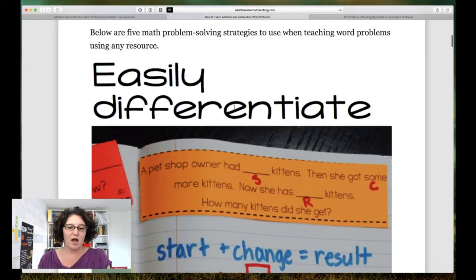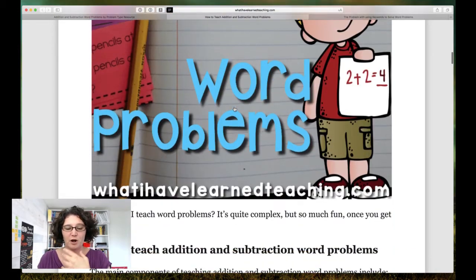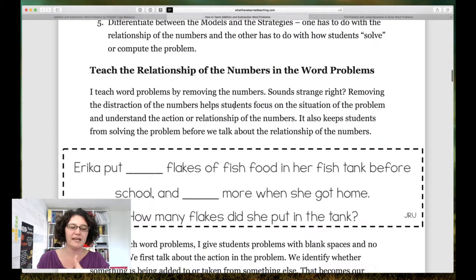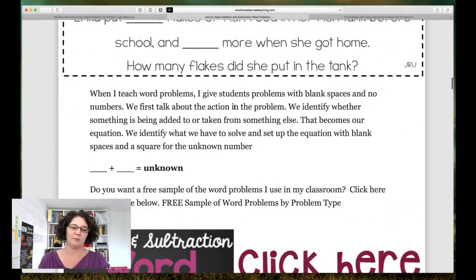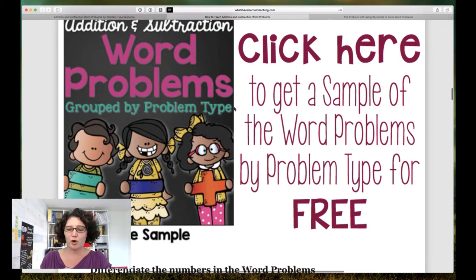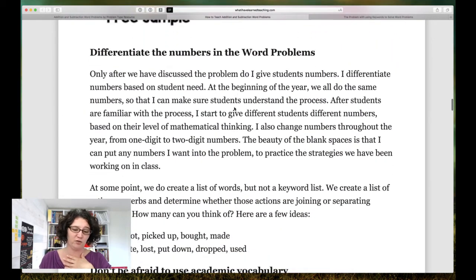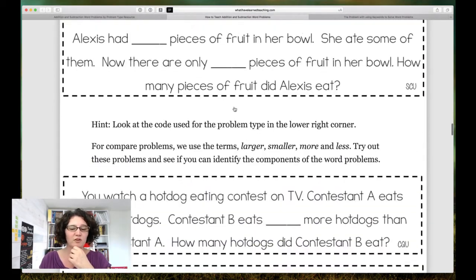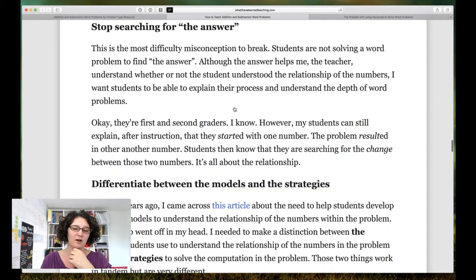And so in it, I talk about how to differentiate the word problems using the blank spaces, and that these are sort of the key things that I do when I teach word problems. So it'll go through, you can sign up for a free sample of these word problems, and the compare word problems are part of it as well. So you can just sign up and get a free sample of them. And there's a bunch of different word problems in here, and it talks about different strategies that I use with students and how I work with them to be successful with solving those word problems.